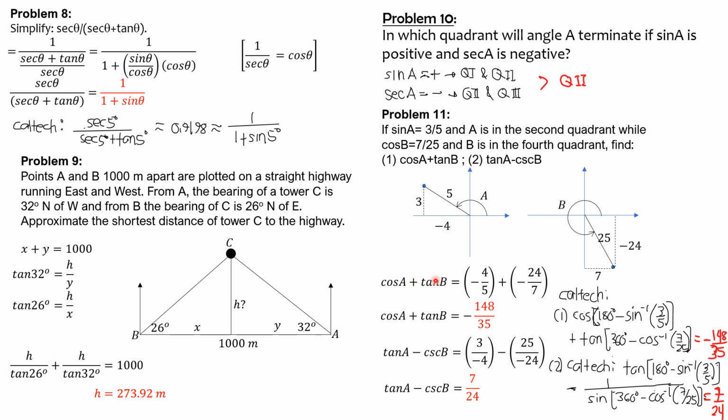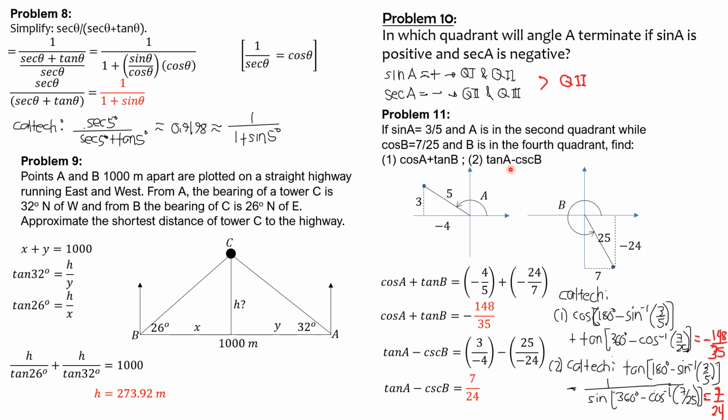So cosine of A plus tangent of B. Cosine of A is x over r, so that's negative 4 over 5. Tangent of B is y over x, which is negative 24 over 7. Then using your calculator, simplifying, that's negative 148 over 35. Again, the answer is negative 148 over 35.